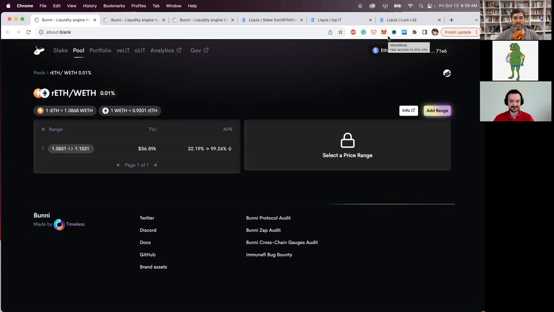Bunni is a liquidity providing platform where you can deposit your rETH and provide liquidity on that. And then Liquis is a liquidity token restaking service where you deposit the tokens you get from Bunni and get some extra yield on that. I don't understand all this stuff too well, so I've got two experts today to help me along with the process.